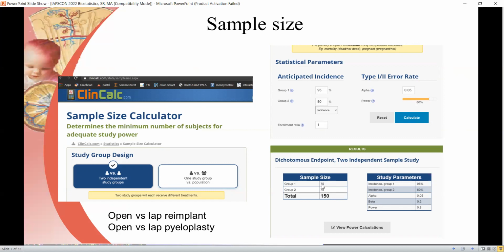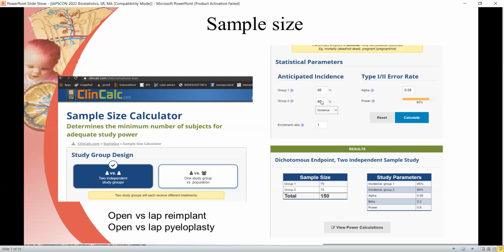For example, this is a group where you have an expected difference of 95% and 80%. So let us say that the success rate of laparoscopic reimplantation is 95% and robotic reimplantation is 80%. So to show that 15% difference, you need to have this many samples. That's basically depending upon how wide the difference is.